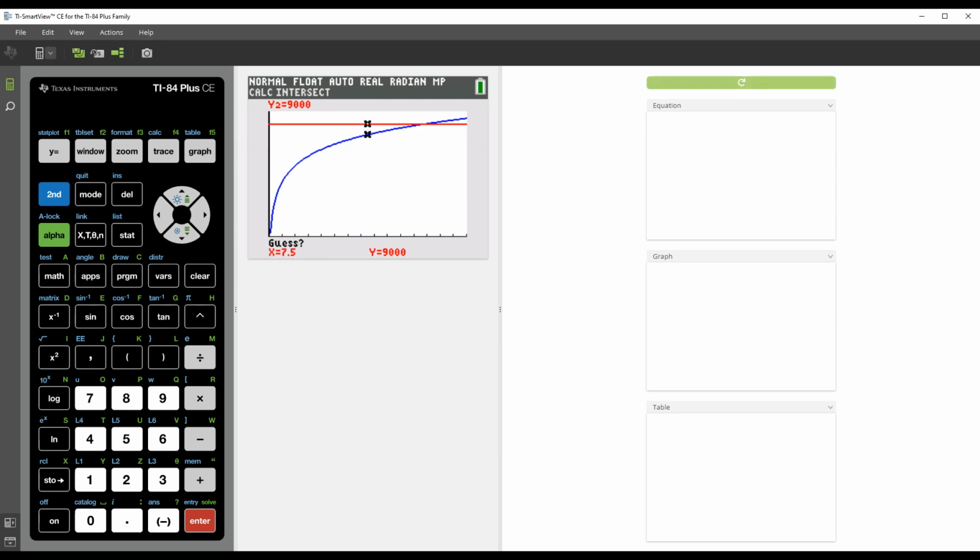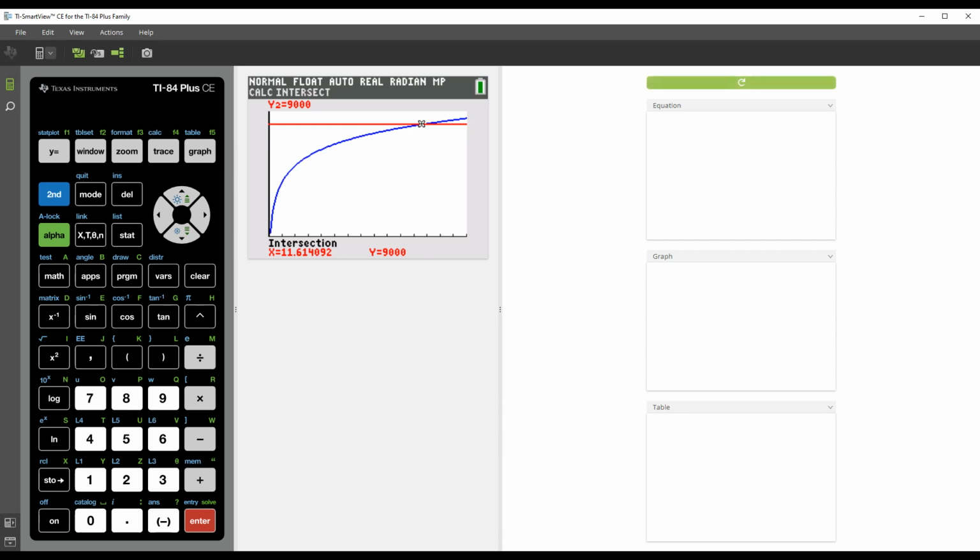I say yes, and I don't need to make a guess if there's only one point of intersection. So I just hit enter. And there it is without doing any math at all. I got that the answer is 11.6, which for our problem represents the year. So 11.6, 5 was 1995. So 0 must be 1990.